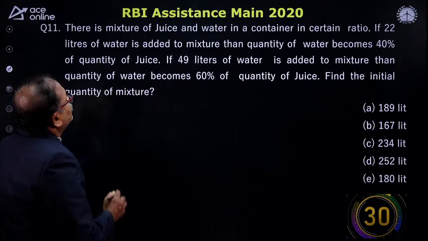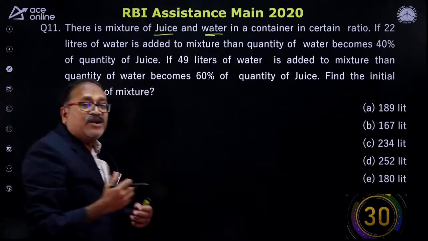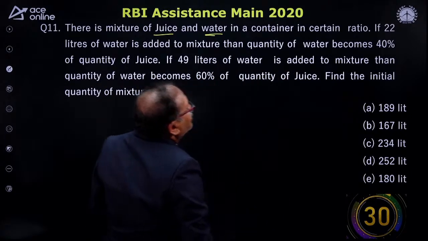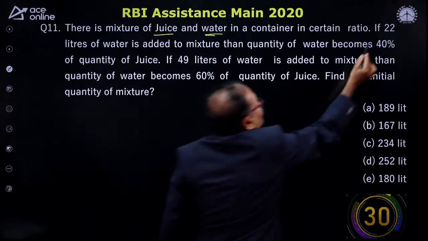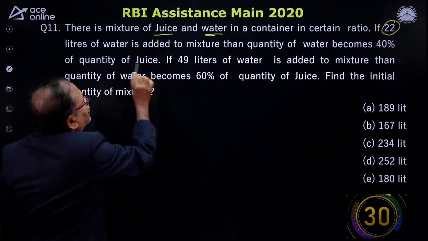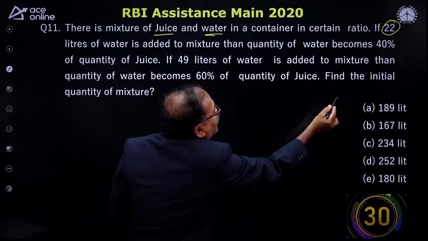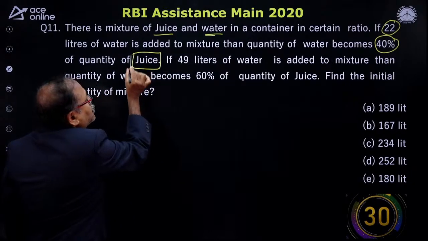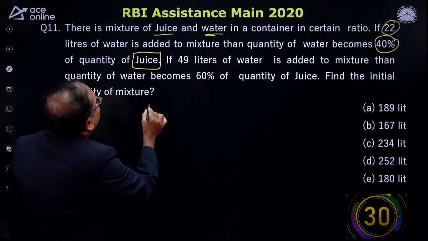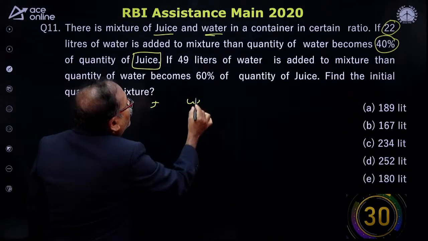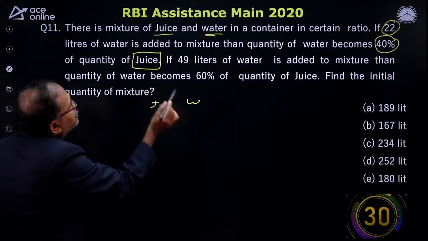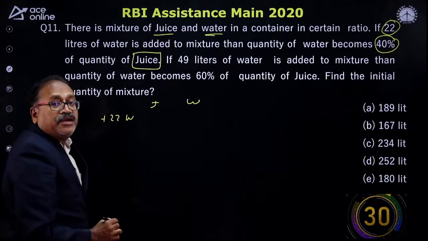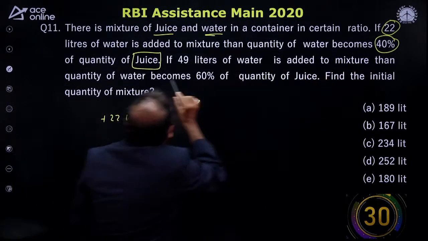There is a mixture of juice and water in a container. Let me see how many of you can correctly answer this question, my young friends. If 22 liters of water is added to the mixture, the quantity of water is 40% of the juice. We have the juice and water, and do we know the ratio? No. It is said that if 22 liters of water is added, then the water is 40% of the juice.